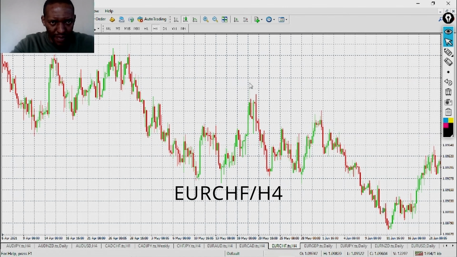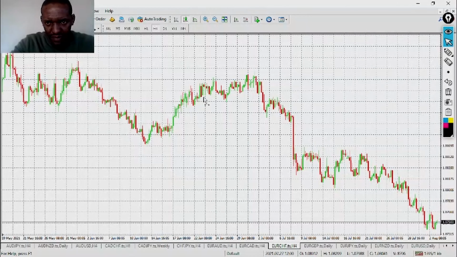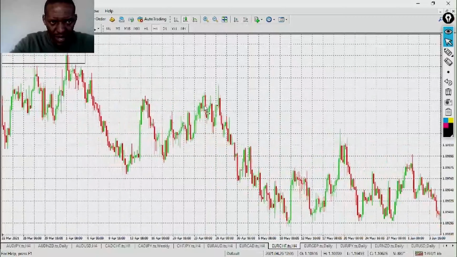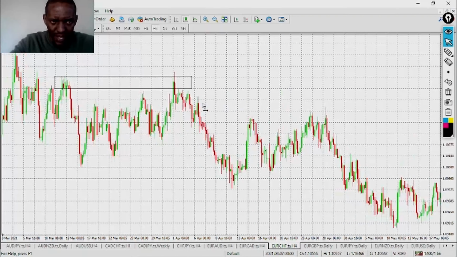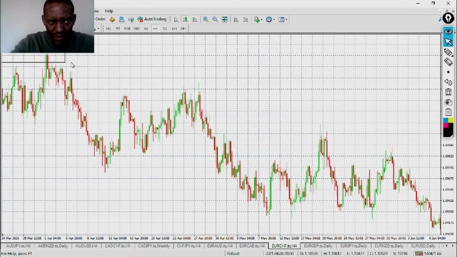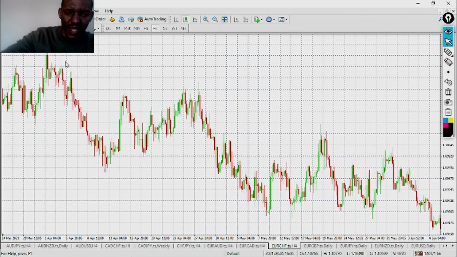Let's look for a double top. I think we have our double top. Okay, we also have another one, but let's focus rather on this one. I want us to focus on this double top right here.